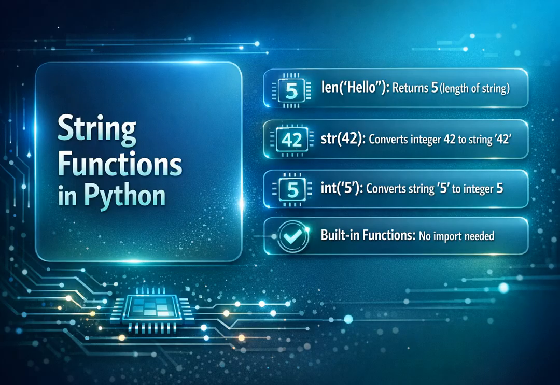Python also provides built-in conversion functions that do not require importing. The function len returns the length of a string or list. The function str converts a number to a string. The function int converts a string or float to an integer.